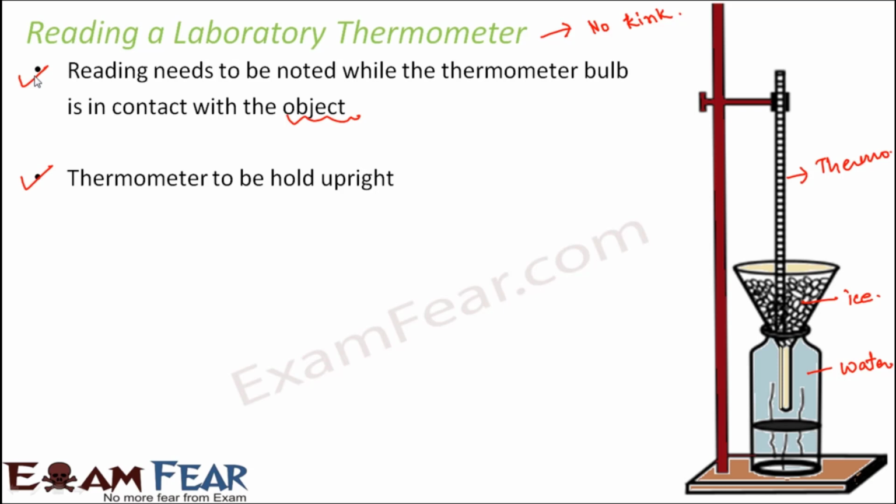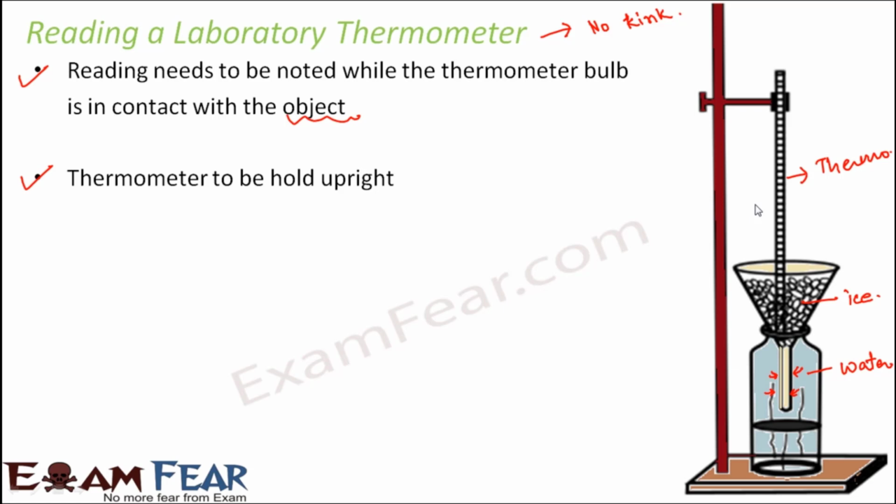But in this case, you should not tilt the thermometer, because when you tilt the thermometer, as you change the position of the thermometer, the kind of heat that is being available to the bulb also changes, and therefore the measurement of the thermometer also changes. So it is very important that in case of laboratory thermometer, it is held exactly upright.